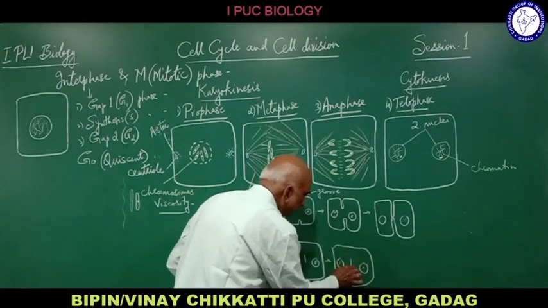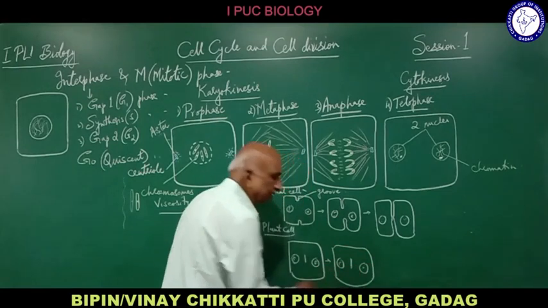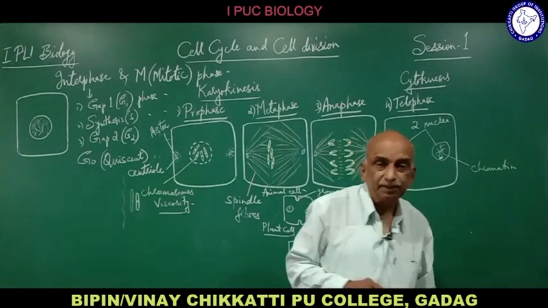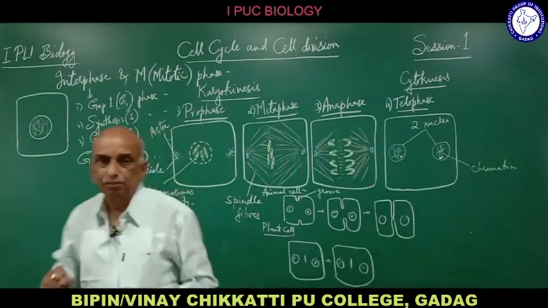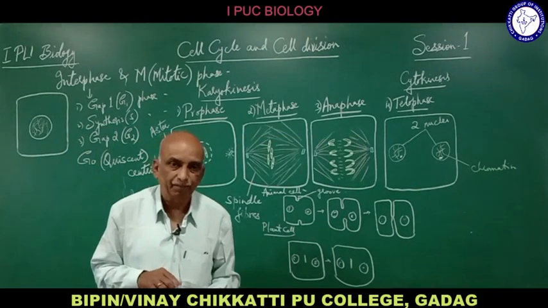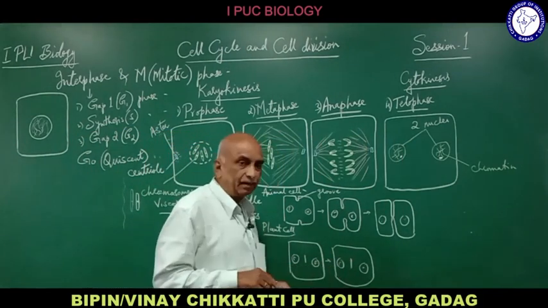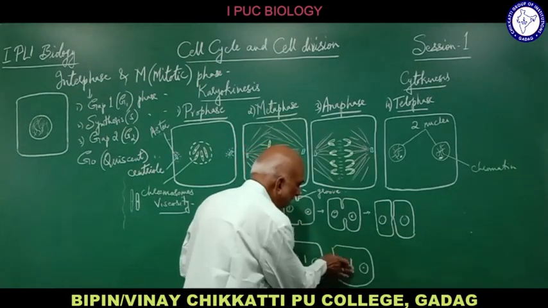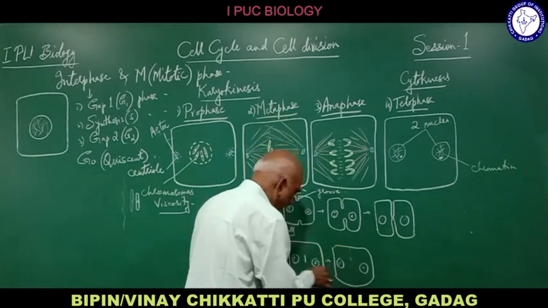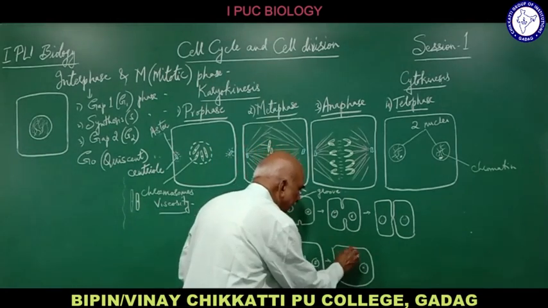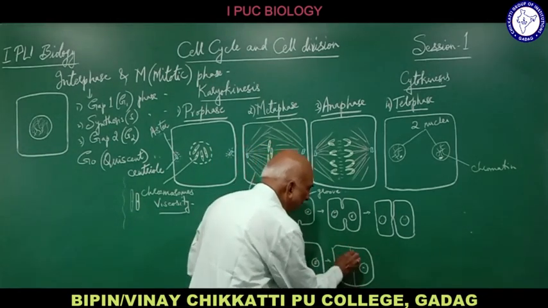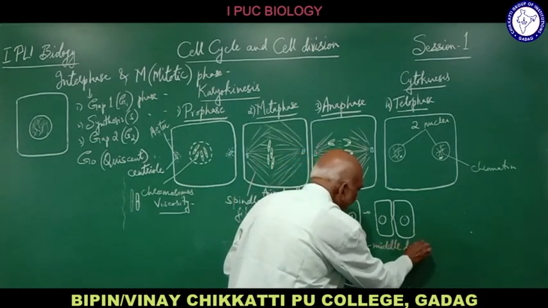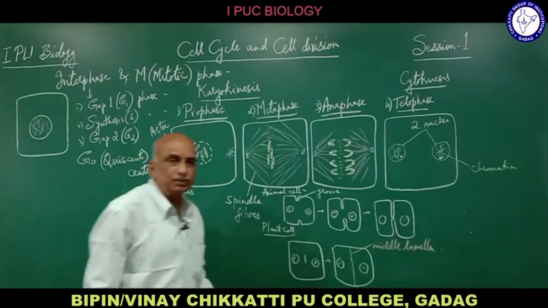This is called the cell plate. In addition to this, the vesicles of the Golgi complex get deposited in this region, and after the deposition of this cell wall, there is the formation of the middle lamella. So the middle lamella is the structure in between the two cells.